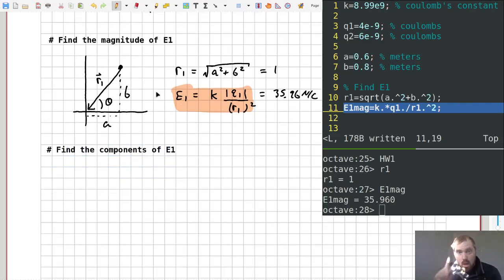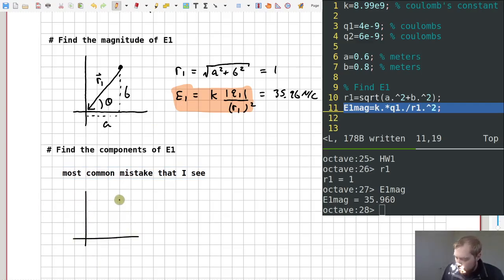So, first thing I have to do is call out the most common mistake I see. The most common mistake that I see is to do this. You say, hey, let me compute the components, so I'll just modify the distances. If it was a, b, well, E1x will be k Q1 over a squared, and E1y will be k Q1 over b squared.